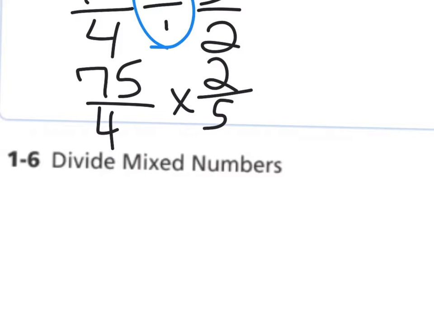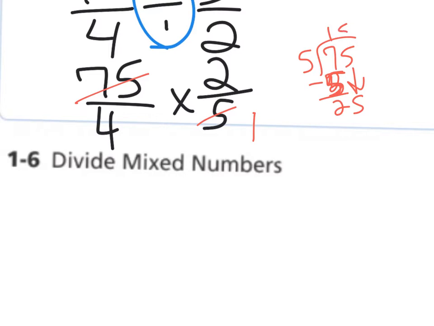So the 75 and the 5, we can reduce both of those by 5. 5 divided by 5 is 1. 75 I know is able to be reduced by 5 because anything that ends in 0 or 5 is divisible by 5. This is a little bit bigger numbers. We may need to work that off to the side here. That's going to be 15.